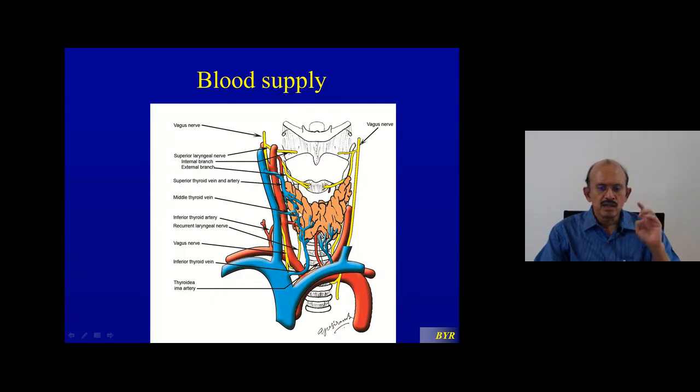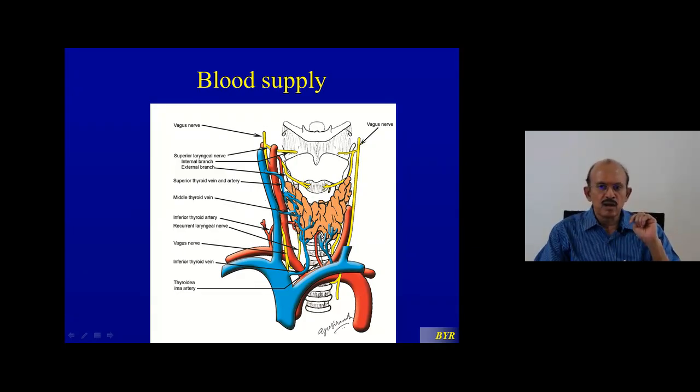So the arteries are two: the superior thyroid artery and the inferior thyroid artery. And there is one more branch, seen only in about 3% of individuals. That is called the thyroidea ima artery, which arises directly from the arch of the aorta. So this is the arterial supply. Then the venous drainage.